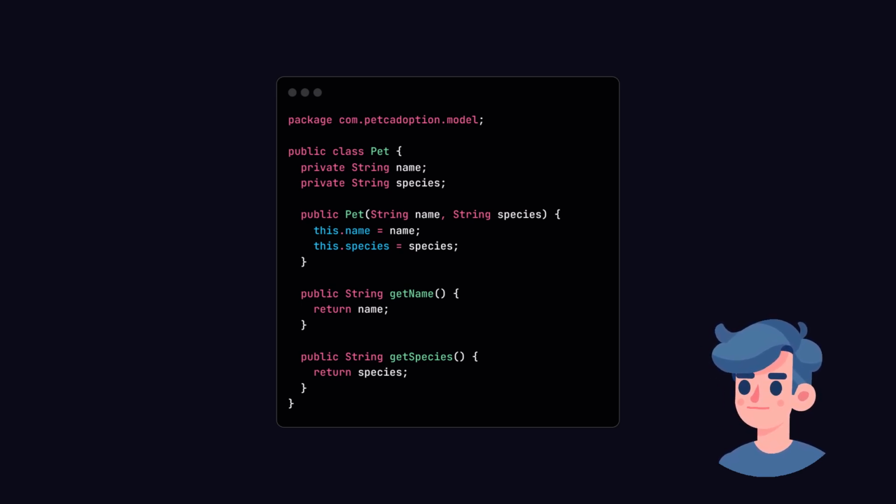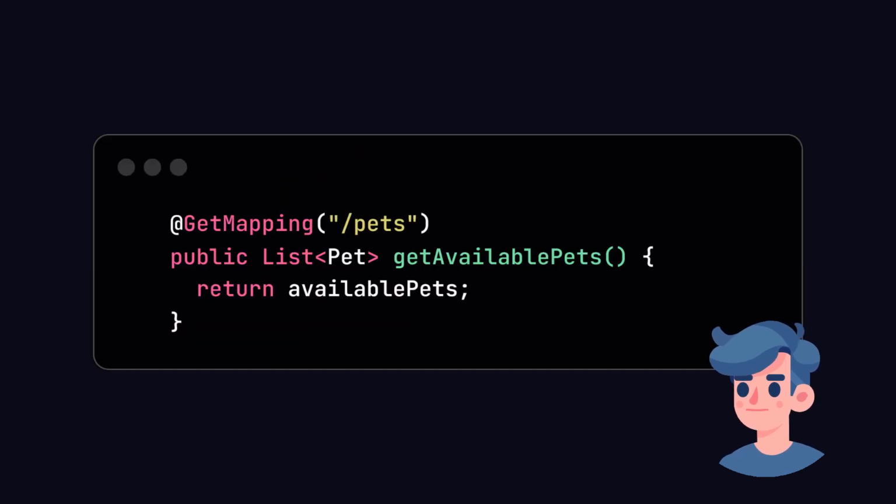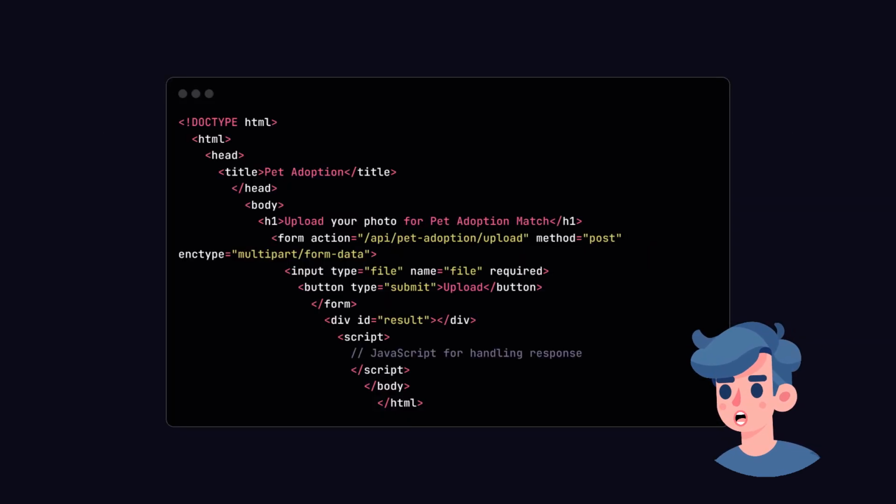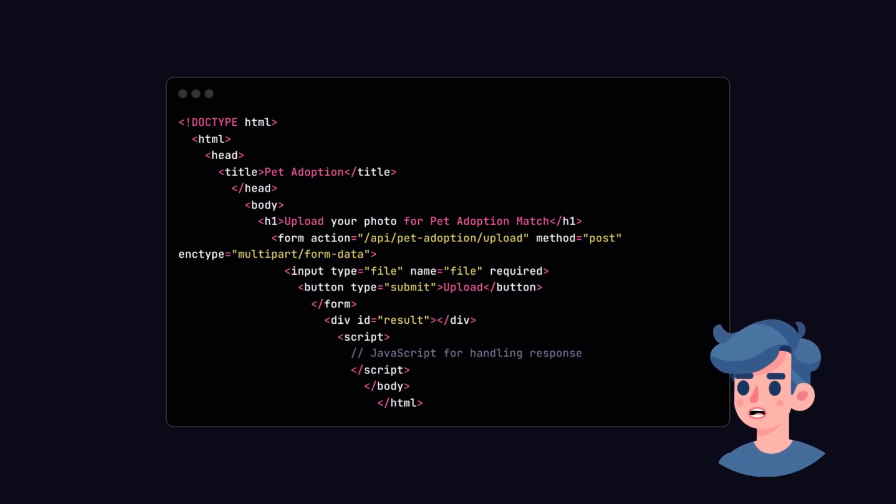Let's go ahead and add the Pet class in a new file. Now we have our pet model in place. Next, let's create a method to get available pets. This method will be a simple REST endpoint that returns a list of pets. Now that our backend is complete, let's build a simple frontend to interact with our application.